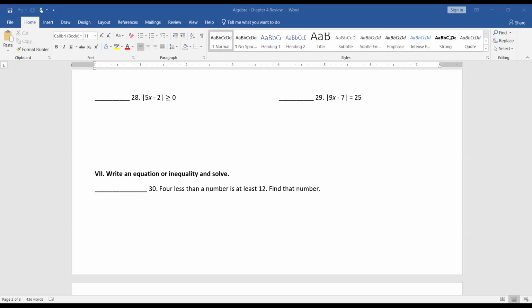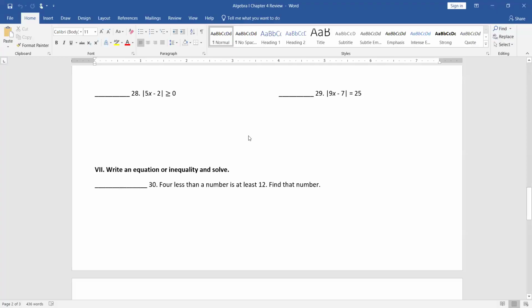Okay, to finish up the review guide for the chapter 4 test, at the bottom of the second page, we are starting our word problems. So for 30, we want to write an equation or inequality and solve. So in this case, oh yeah, I don't have it up on the screen. There we go.